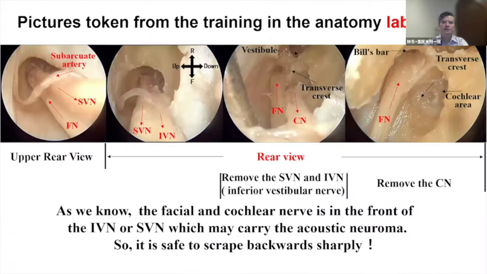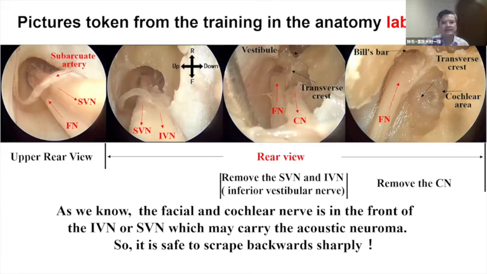Pictures taken from the training in the anatomy knob. From picture 2 to picture 4, the posterior wall of IAC has been partially ground open. Picture 2, from the rear view, we can see the SVN and IVN are in the rear of IAC. Picture 3 removes the SVN and the IVN. We can see the facial and cochlear nerve are in the front of the IAC.